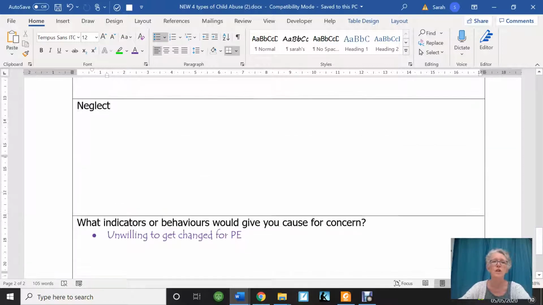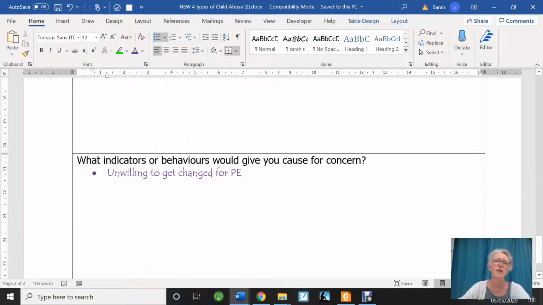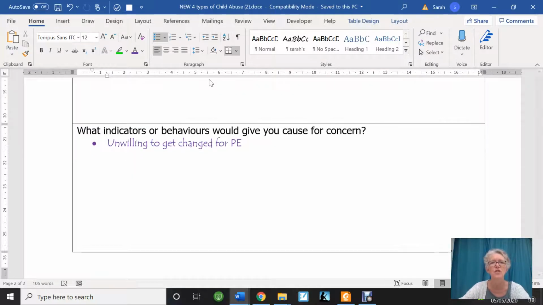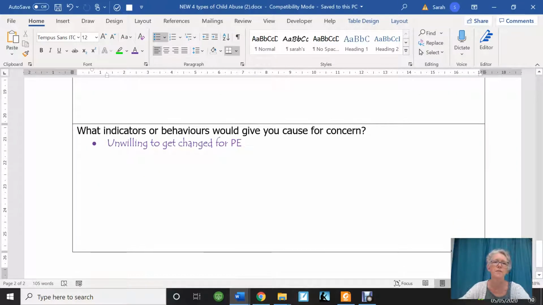So that's the worksheet. Fill in the 4 different types of abuse, and then I think you can just do one box for the behaviours because they're probably quite overlapping. If you did a box for each of the 4 types of abuse, you'd be repeating yourself. So that's the first worksheet.